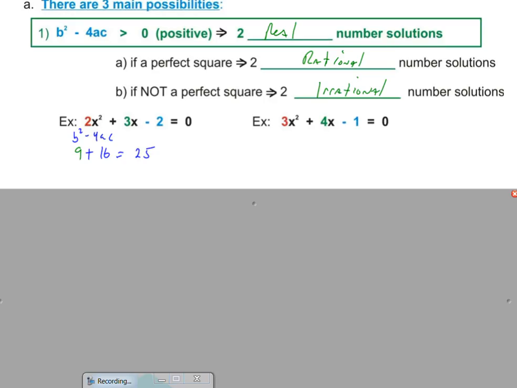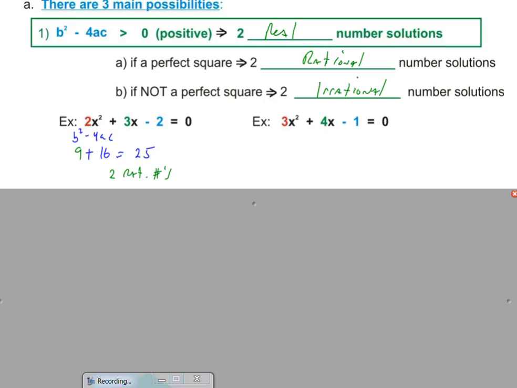What kind of solutions do we have? 2 rational. And sometimes the book wants you to say 2 real rational. Some will just say 2 rational. On the SAT, ACT, maybe the only choice will be real. But again, it's 2 real numbers that are specifically rational numbers.